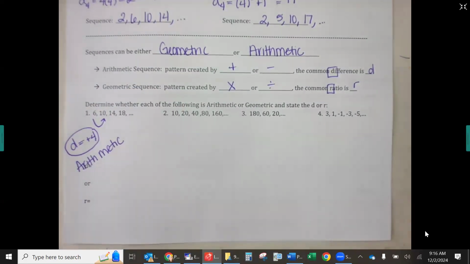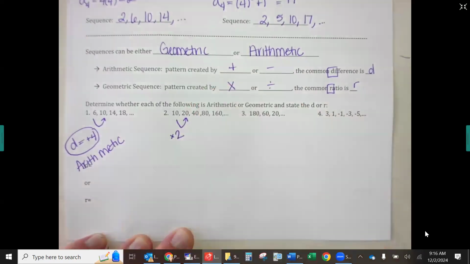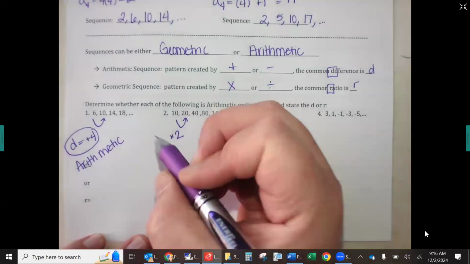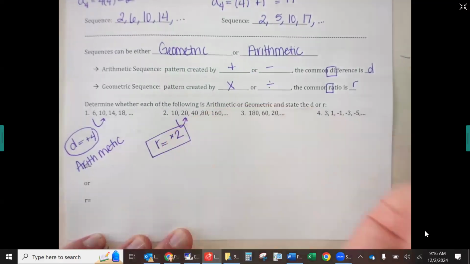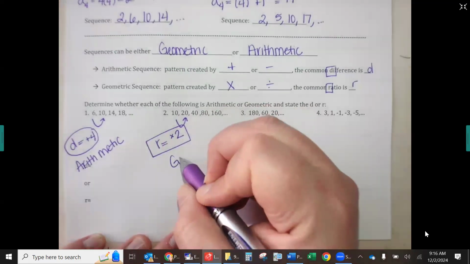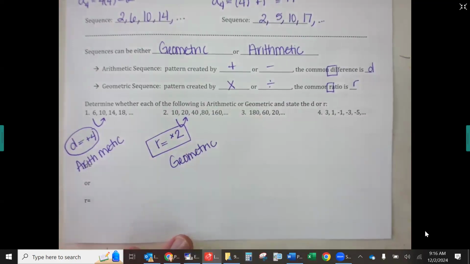I go from 10 to 20 to 40 to 80. What's the pattern? Times 2. And if it's a times 2, do I call that a difference or a ratio? Ratio, and that makes it geometric or arithmetic? Geometric, because remember, multiply patterns are geometric. Okay, let's just do one more.